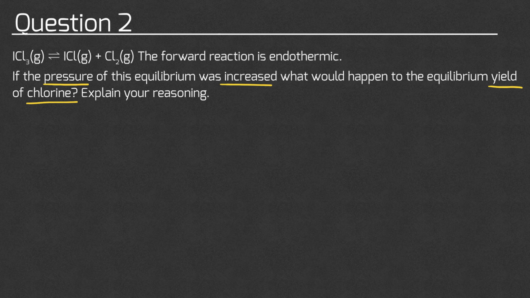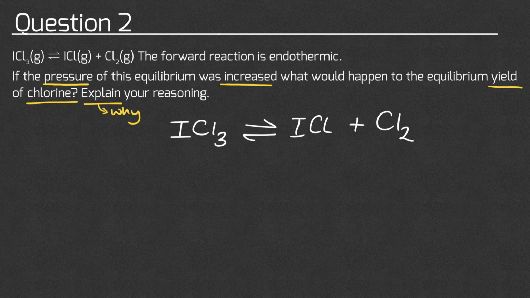Now, even though the question tells us that the forward reaction is endothermic, this question has nothing to do with temperature, so we don't need to use that. That's additional information. The question asks us to explain, so we need to give a reason why. The first thing we should do to answer this question is to write out the equation again, so we can see clearly what's happening. We can then have a go at annotating this.